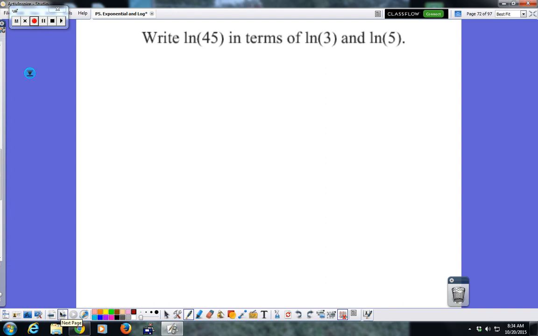Rewrite natural log of 45 in terms of natural log of 3 and natural log of 5. Colby, what would you do to start? 45 can be written as, give me something 45 breaks into. What multipliers give you 45?